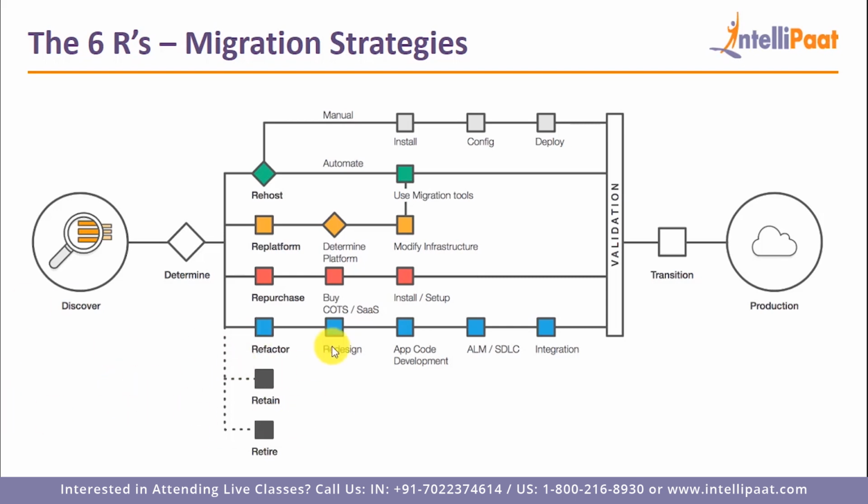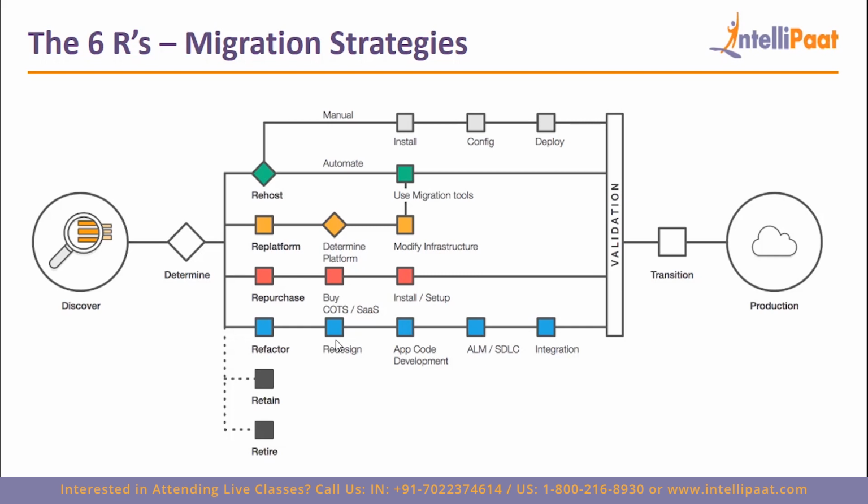Then the retain process is like this: you only migrate the applications which you think will be successful on the cloud platform. You might have 10 different applications, but you only want to migrate two of them into the cloud because you think the other applications won't do so well on the cloud, or you don't want to invest again in those applications.